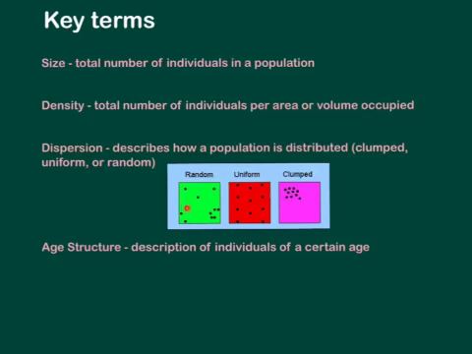In random dispersion, there's really no order in how the animals are placed. They're just there. In uniform, there's somewhat of an order, and in clumped, they're just all together in one group in one area. An age structure is the description of individuals of a certain age, so it describes how a population is able to survive at a certain age. So if they die at a young age, or if they live longer, and all that.